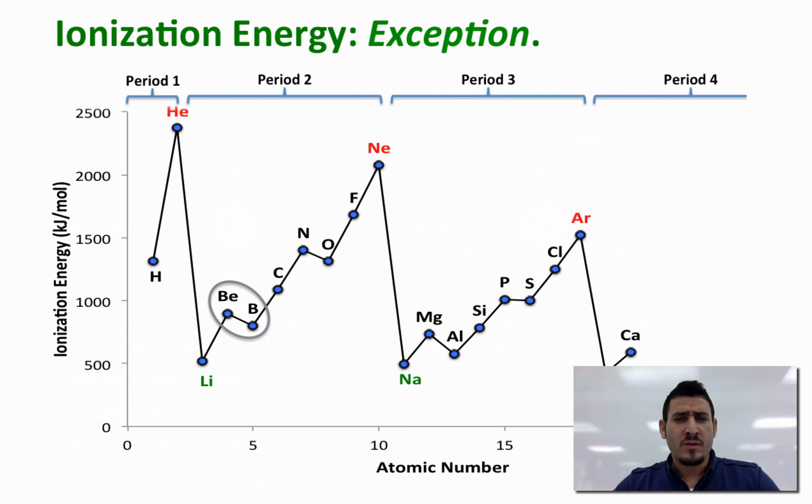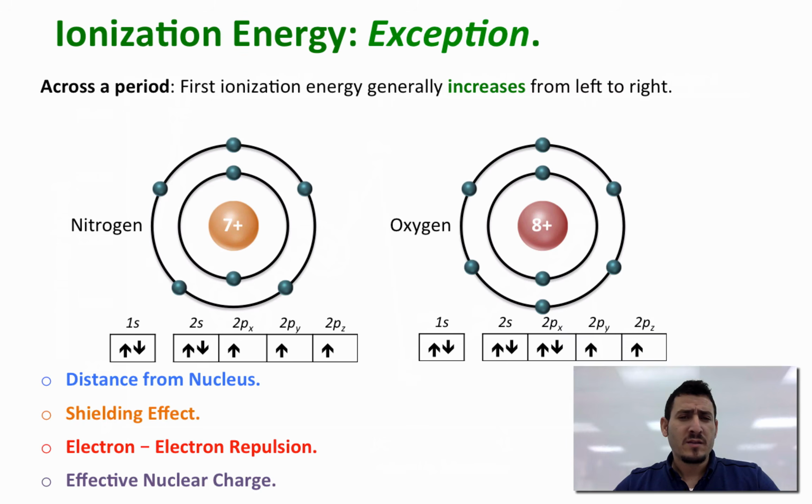Let's discuss now the difference in the first ionization energy between nitrogen and oxygen. Looking at nitrogen and oxygen, if we remove an electron from each, we can say that they have the same distance from the nucleus and they are removed from the same energy level, which is n equals 2. For the shielding, we are going to consider only the inner electrons, so 2 for each.